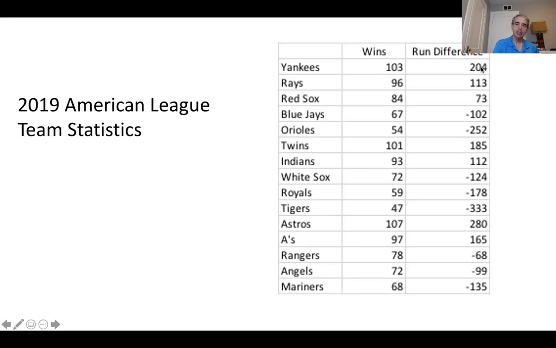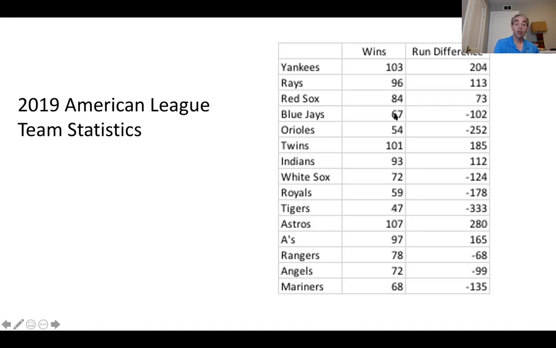It means that the Yankees scored 204 more runs than they gave up. The Rays scored 113 more runs than they gave up. The Red Sox scored 73 more runs than they gave up, but the Blue Jays have a negative number. So that means they gave up more runs than they scored. The negative 102 tells us that the Blue Jays gave up 102 more runs than they scored. They scored fewer runs than they gave up, and they only won 67 games.